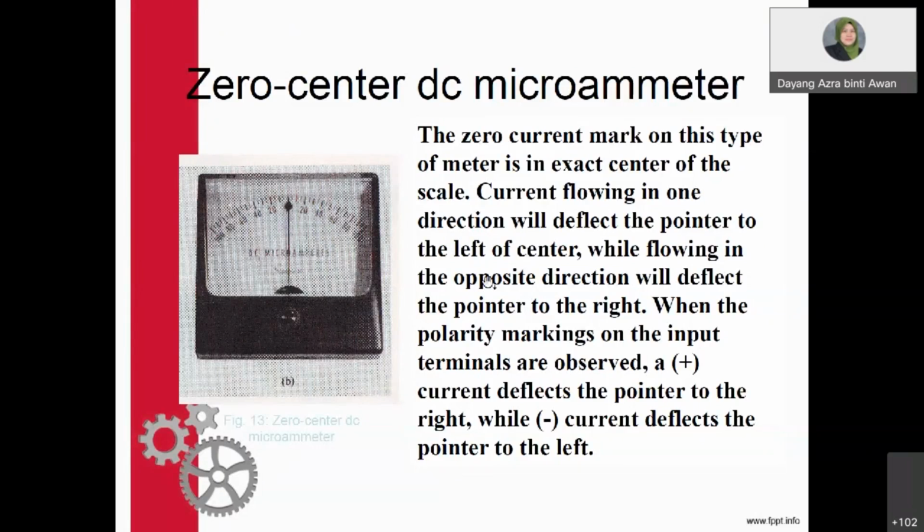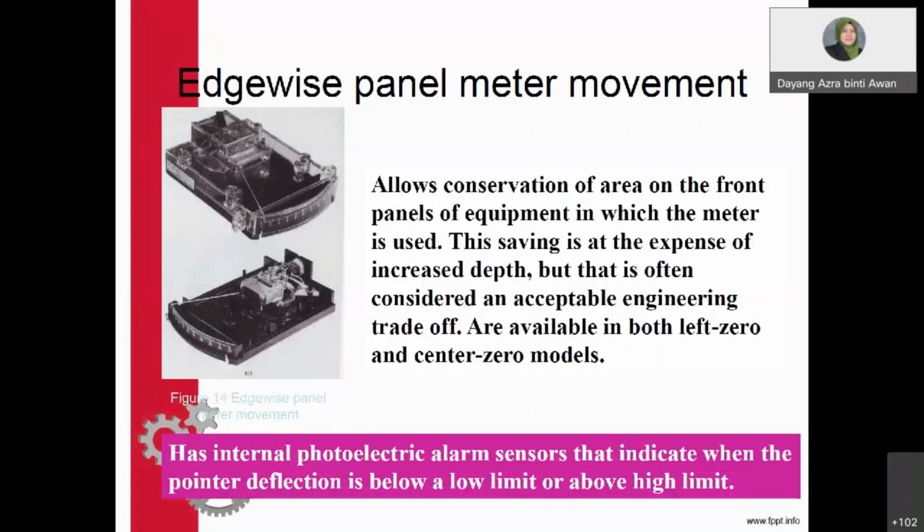You use the proper instruments when you do the measurement. And then we have an edgewise panel meter movement. Instead of the reading being up here, this one, the reading is at the edge. It is also available in zero, or sometimes it can have a center zero model also. This type of panel meter has an internal photoelectric alarm sensor that indicates when the pointer deflection is below the low limit or above the high limit.